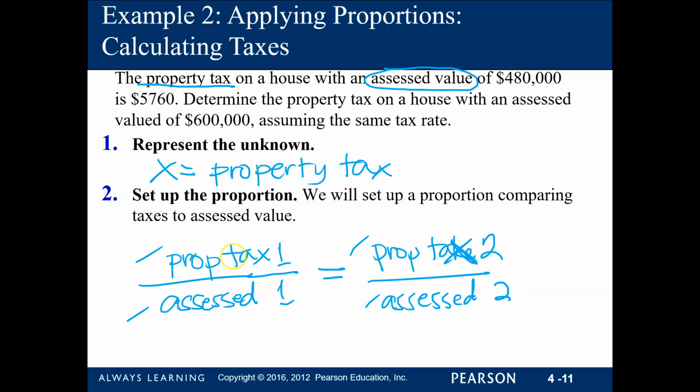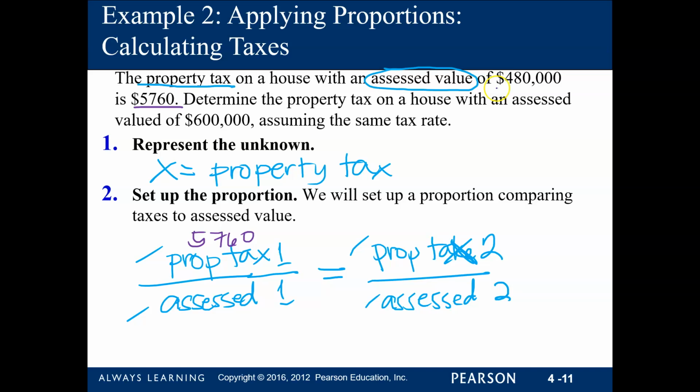So now we can put in those numbers, okay? We got to make sure that we put in those values in the correct positions here. So if you're going to take a look here, property tax number 1 is which one, okay? So property tax is 5,760. So this is 5,760, all right?